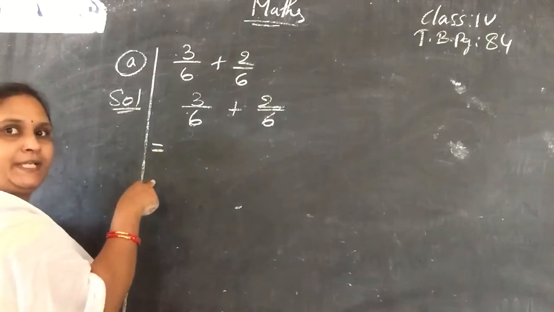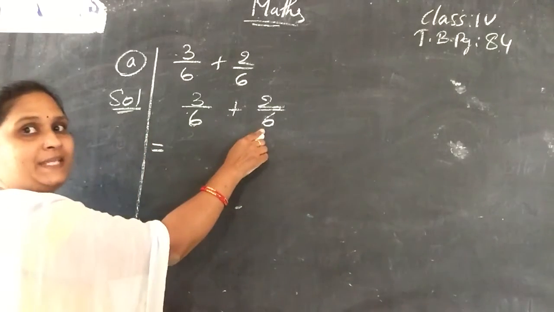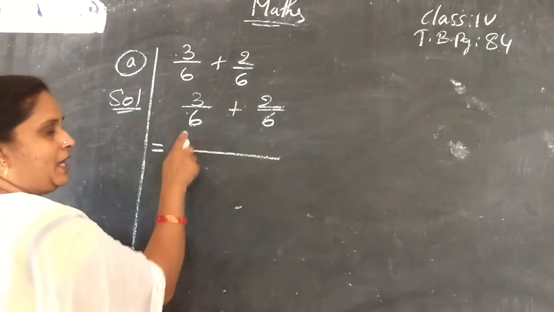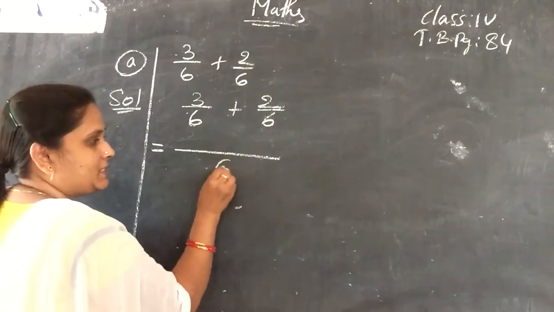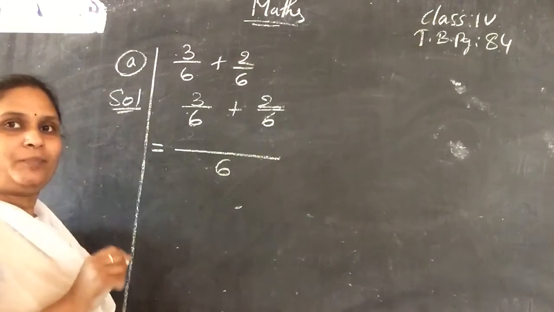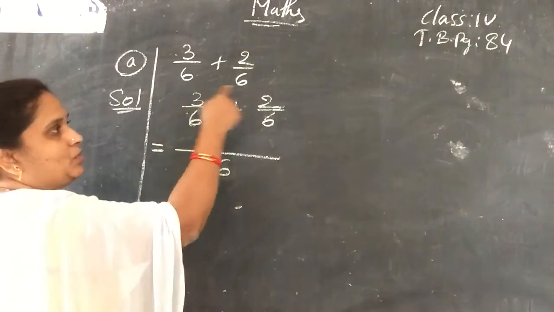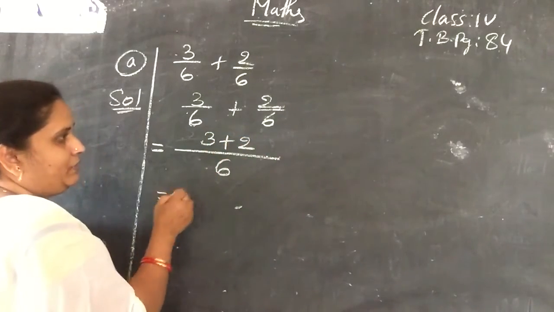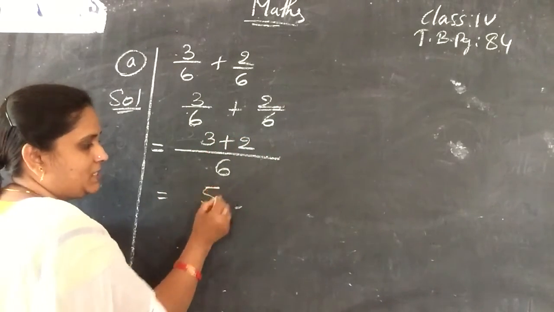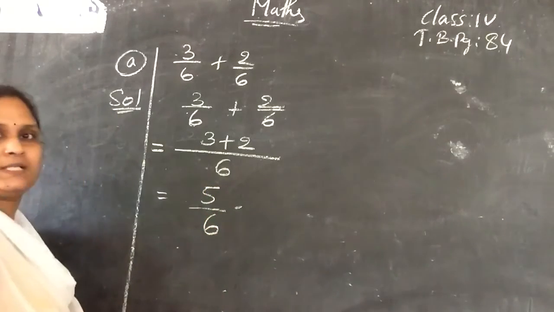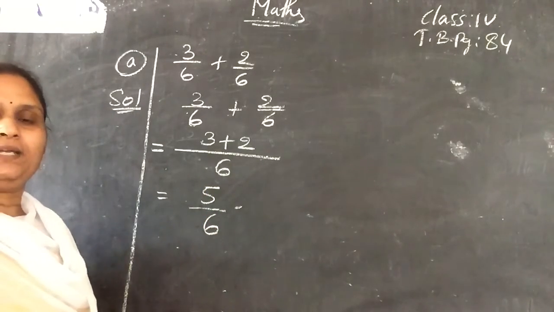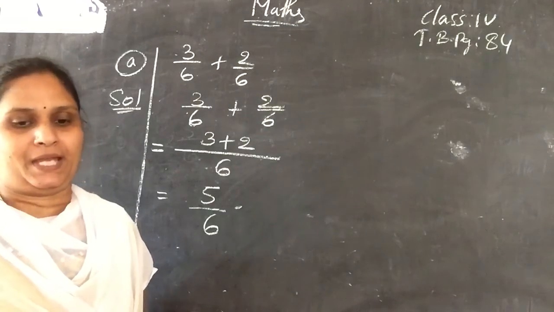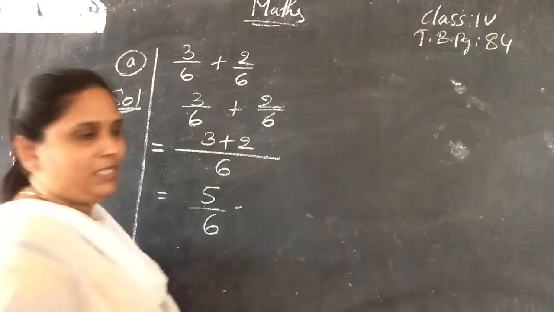Next put is equal to. In the next section, denominators are same. Where the denominators are same, draw one big line and down that line write 6. As the denominators are same, directly we have to add the numerators. 3 plus 2 is equal to how much? 5 by 6 is the answer. So if the denominators are same, directly numerators can be added.